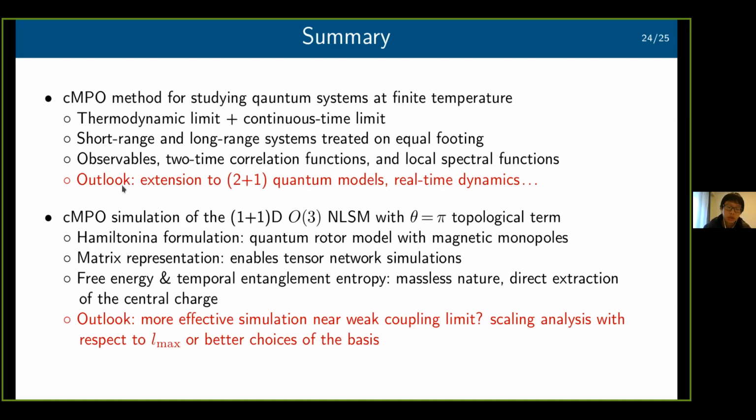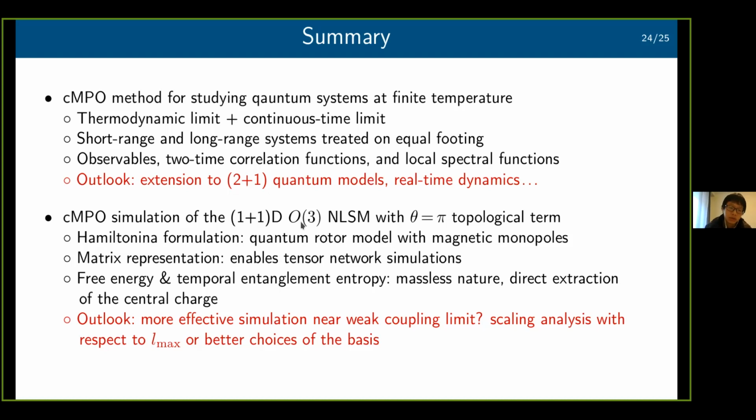And we also perform the CMPO calculation for the 1+1 dimensional O3 nonlinear sigma model with the topological theta pi term. To do that, we obtained a Hamiltonian formulation for this nonlinear sigma model with the theta pi term, which is basically a quantum rotor attached with magnetic monopoles. And we obtained the matrix representation for this quantum rotor model, which enables all kinds of tensor network simulations.